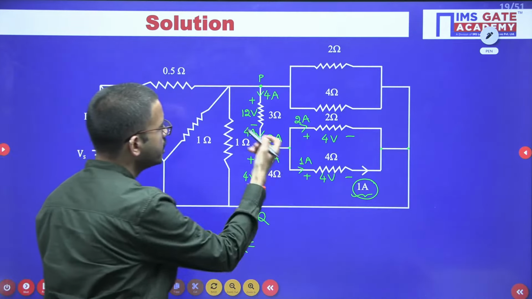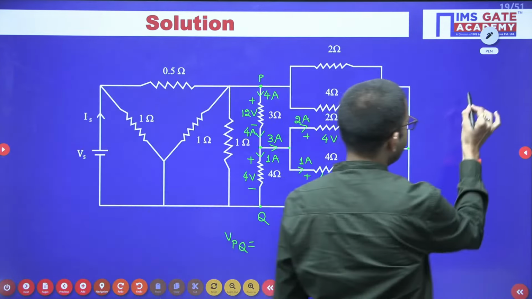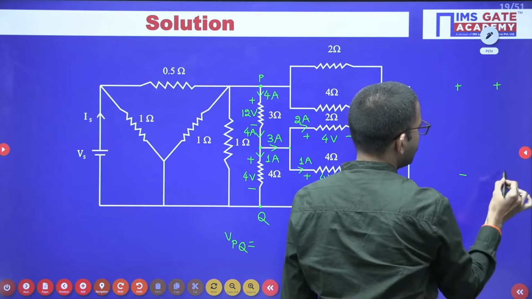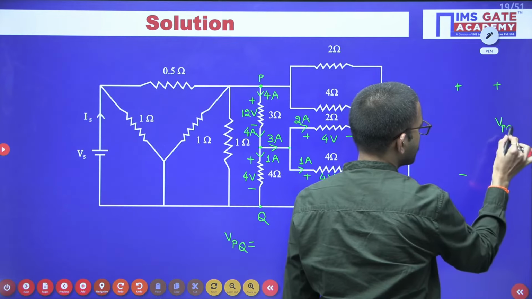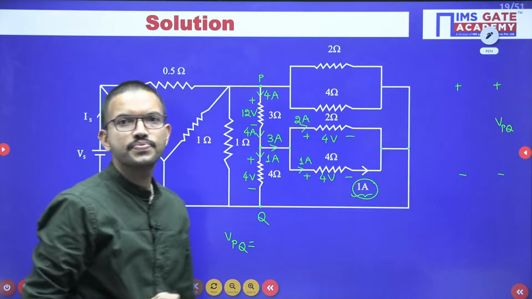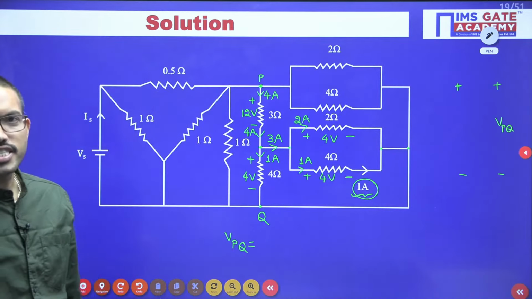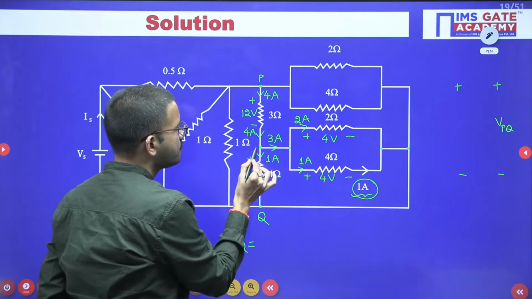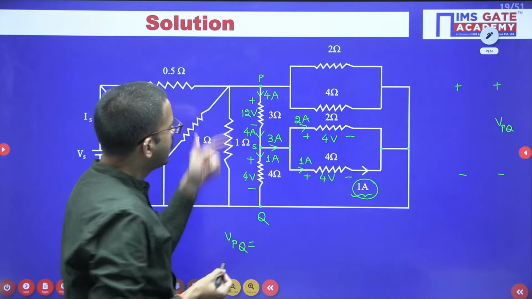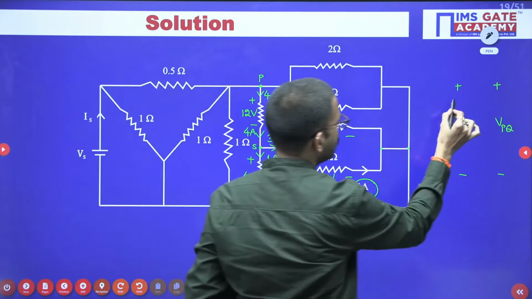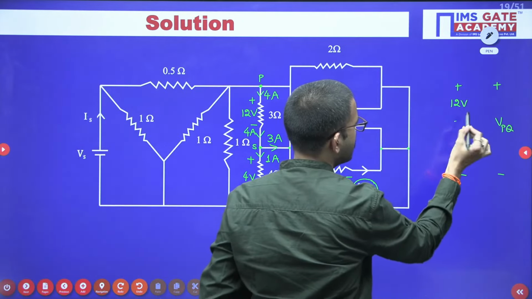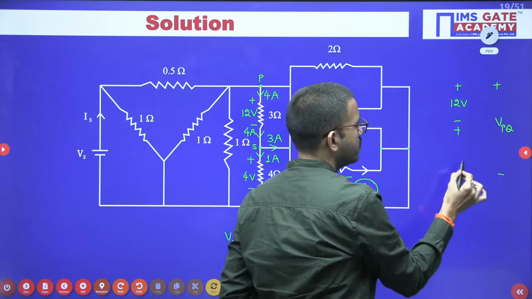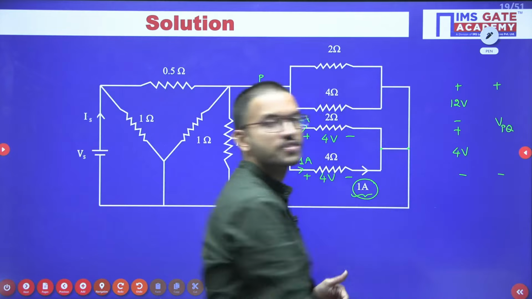See, it is very simple. We already mentioned, regarding VPQ, here plus minus. I want to find out regarding VPQ. Yes, very good, Ritin, very good. Here, suppose this is some other node, say for example S, okay. Between P and S, I got 12 volts, and between S and Q, I got 4 volts.